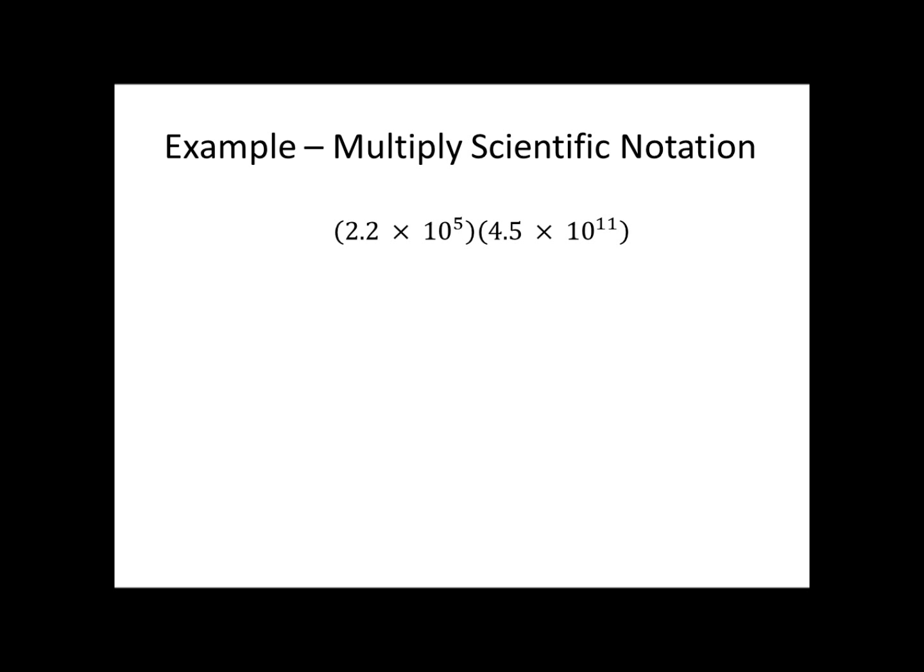Here's an example where I have some to multiply with scientific notation. I'm going to regroup 2.2 times 4.5 and the 10 to the 5th times 10 to the 11th. 2.2 times 4.5 is 9.9, right on that edge. It's between 1 and 10, but it's almost there. Times 10 to the 16th. It's all set.